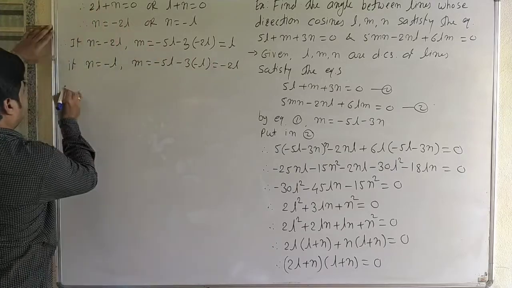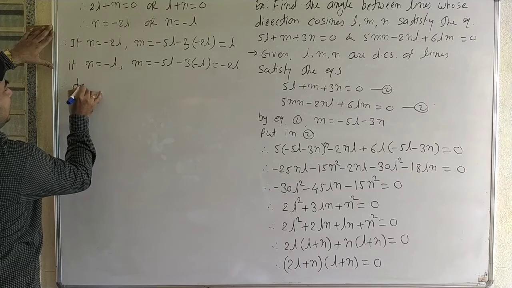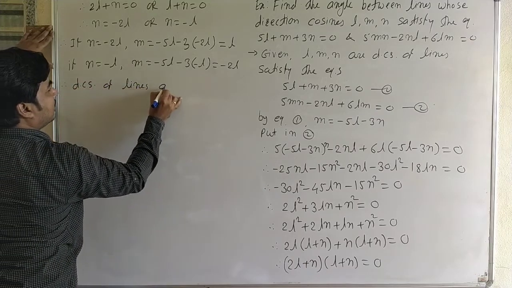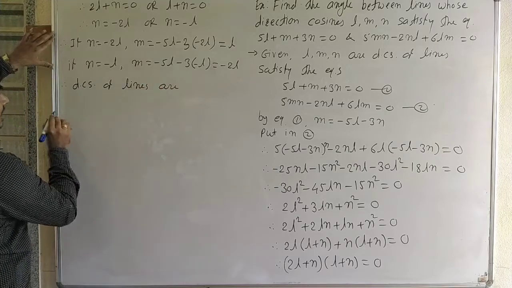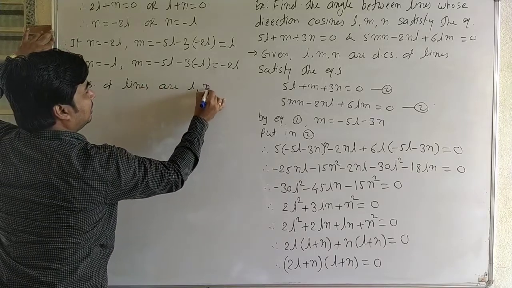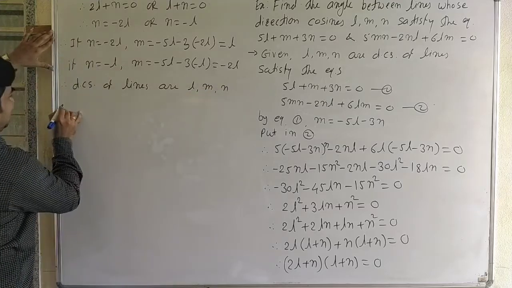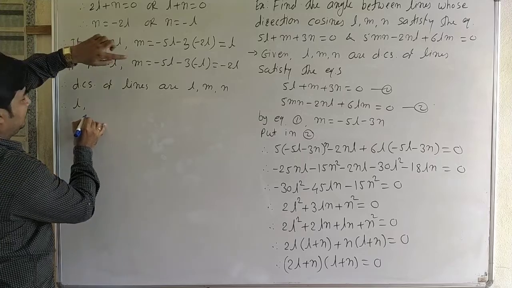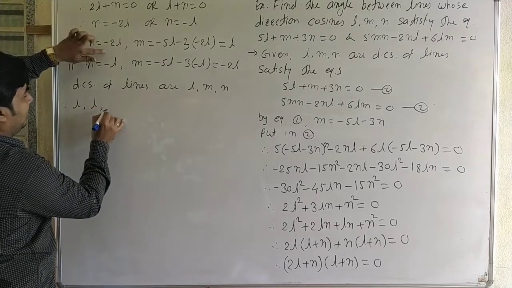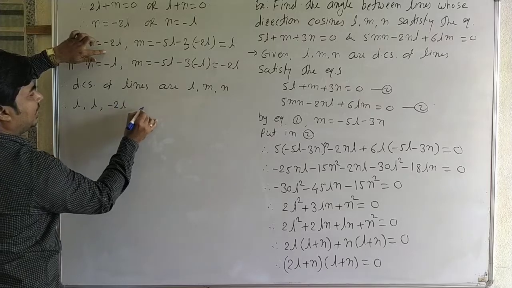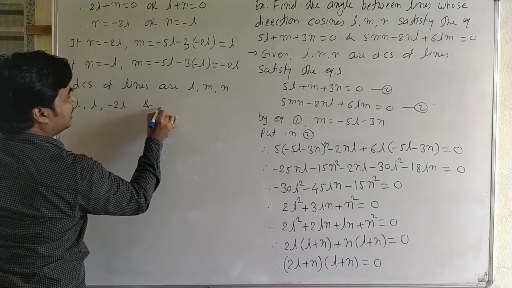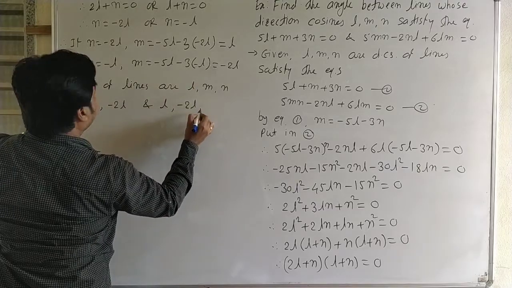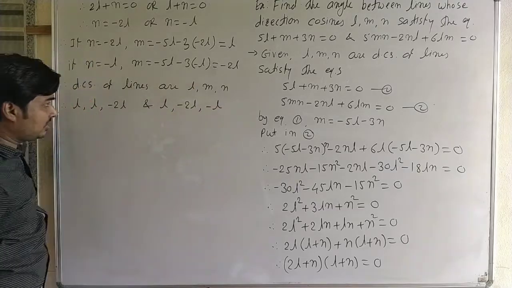Therefore the direction cosines of the lines are L, m and n. Therefore we can write, for the first line, L is L, m is L, and n is minus 2L, and for the second line, L is L, m is minus 2L, and n is minus L. Okay, here see carefully.